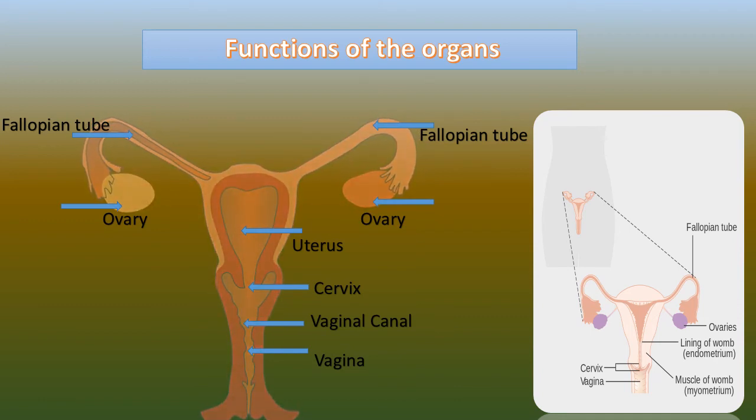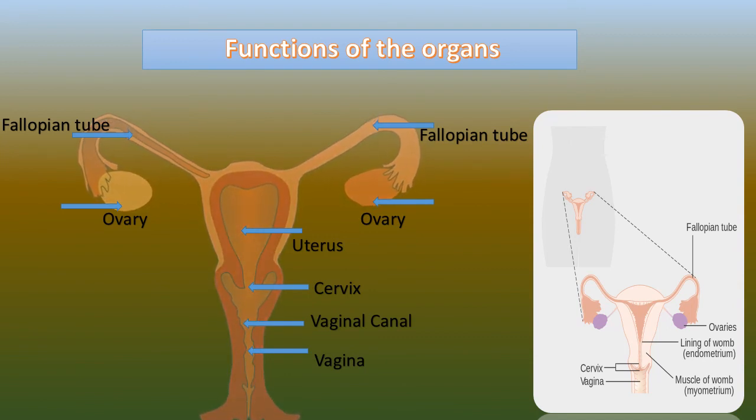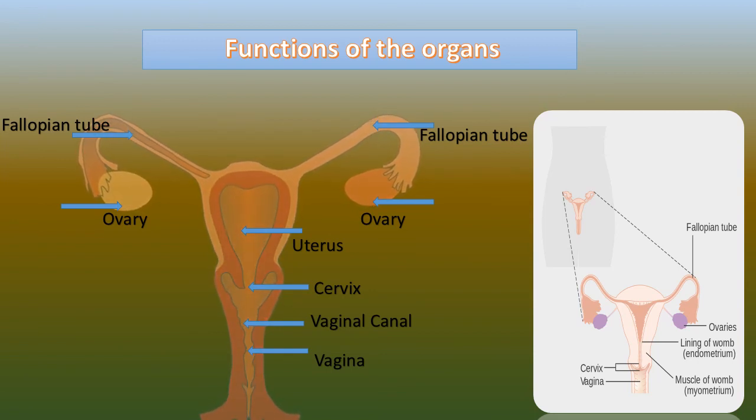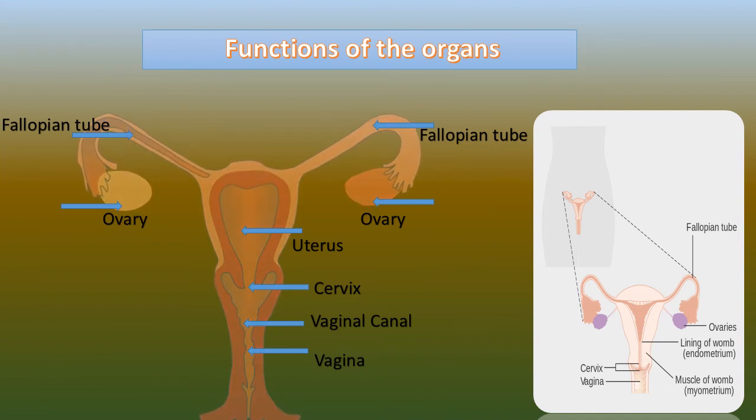Now the other function is that it is the passage or the canal through which the unborn baby will pass. And then the last function, it serves the purpose for the entrance of the male organ, which is known as the penis. So those are the functions for each organ of the reproductive system of the female.